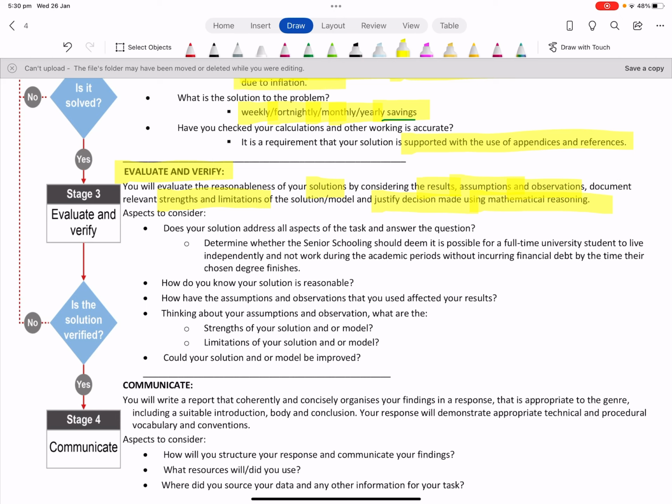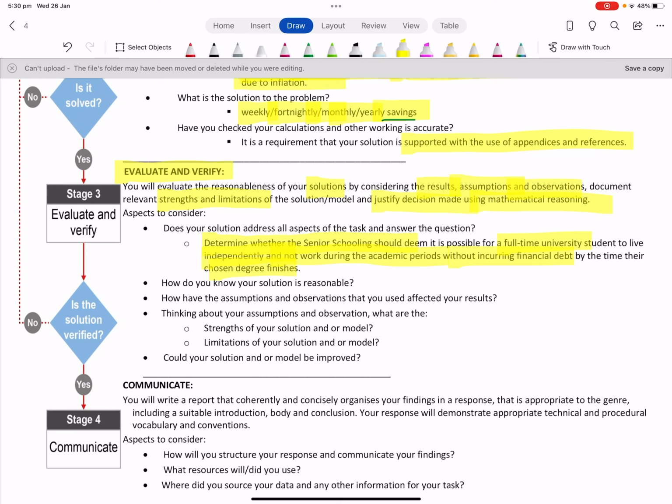So your answer will in fact determine whether the senior schooling team deems it possible for a full-time university student to live independently and not work during the academic periods. And hopefully if they can do that, they're not going to incur financial debt by the time their degree finishes. So your solution is pretty much the answer to how senior schooling wish to publish what they've found.